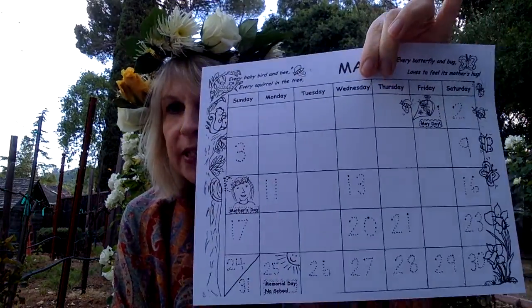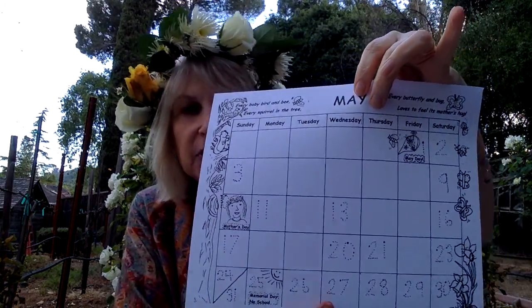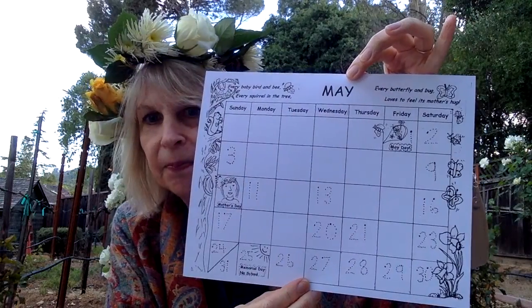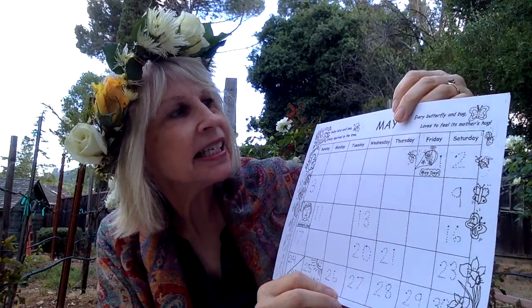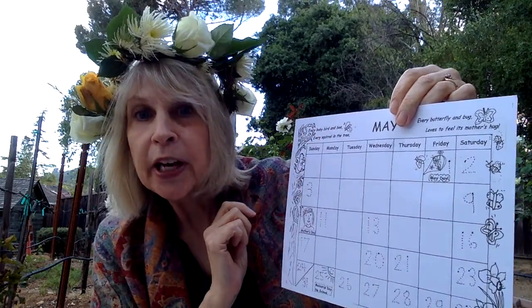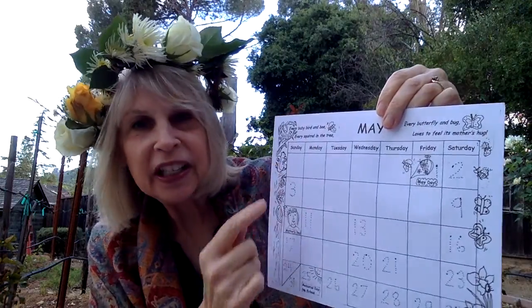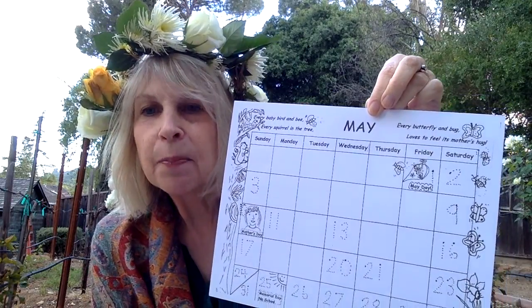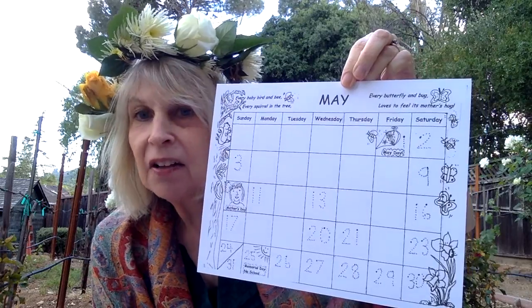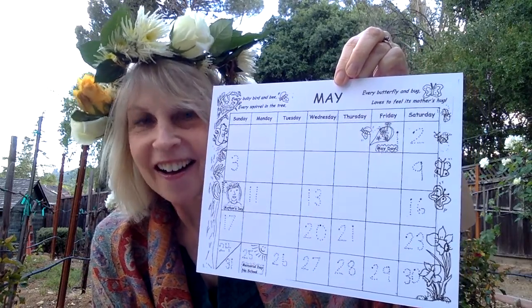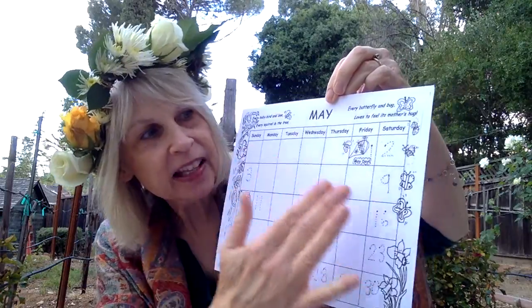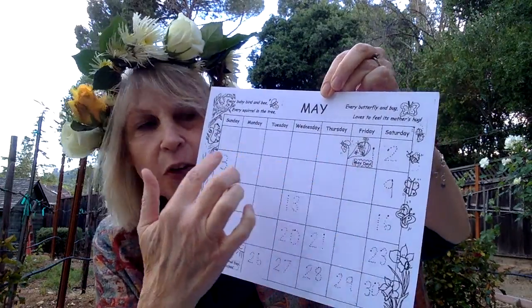So before I tell you more, I want to show you what it looks like before you print it out. There's a lot of numbers that you're going to need to fill in. It's a really sweet poem, and it says, every baby bird and bee, you'll find pictures of those, every squirrel in the tree, every butterfly and bug loves to feel its mother's hug. So you'll want to fill in the numbers. Here's May Day. You'll want to color around this calendar.